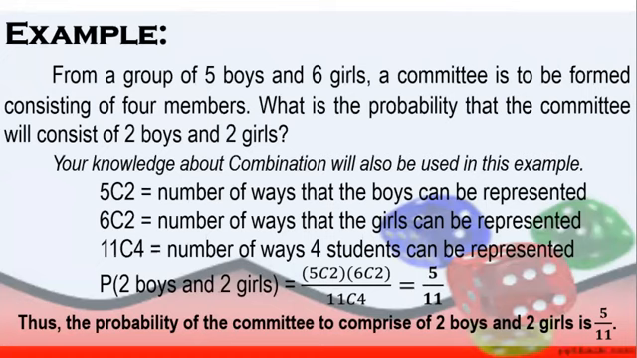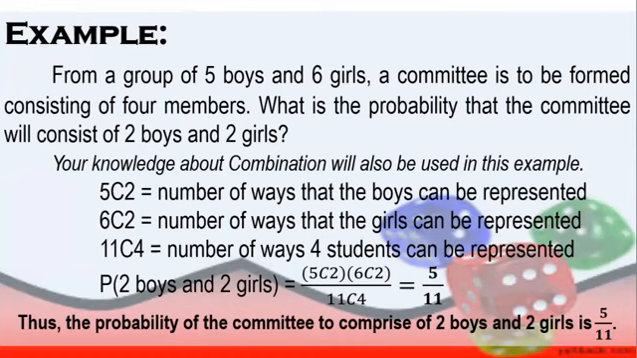So unahin po muna natin yung sa 2 boys natin. So we have 5 boys and then ang kailangan lang po natin ay 2 boys. So 5 C2 or 5 taken 2 is equal to the number of ways that the boys can be represented. And then we also have yung combination naman po for girls. So we have 6 girls and then ang kailangan lang po natin ay 2 girls. That's why we have here 6 C2 or 6 taken 2. And then yung last naman po natin, yung 11 C4.